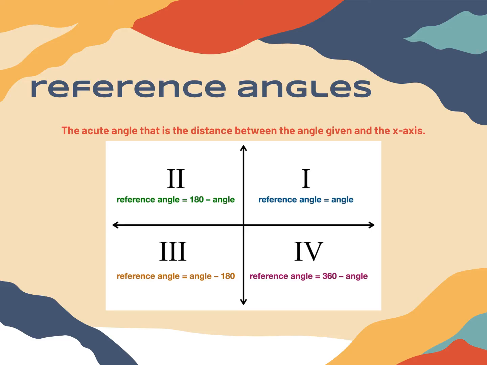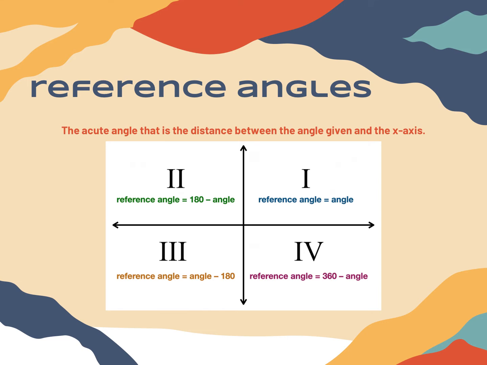Today what we're going to talk about are reference angles. The reference angle is going to be the acute angle that is the distance between the angle that's given and the x-axis. Remember, it's always going to be the distance that it takes to get back to the x-axis, never to the y-axis. Now, these are going to be the equations that are written here in blue, green, orange, and pink to find the measurement of the reference angle.